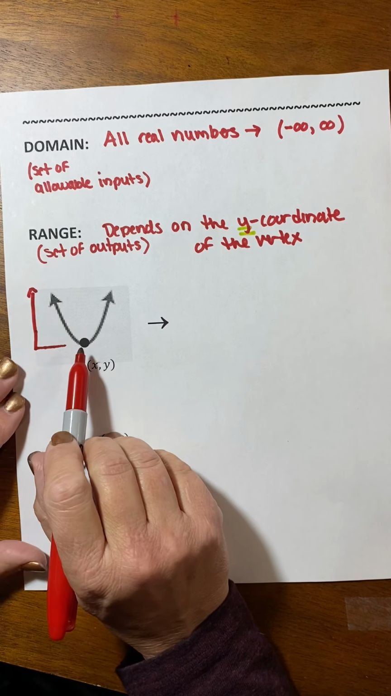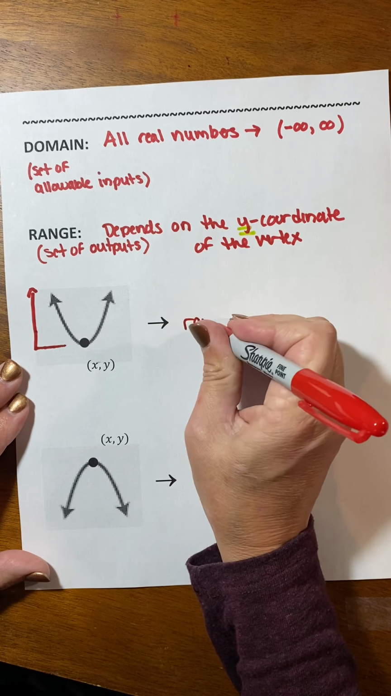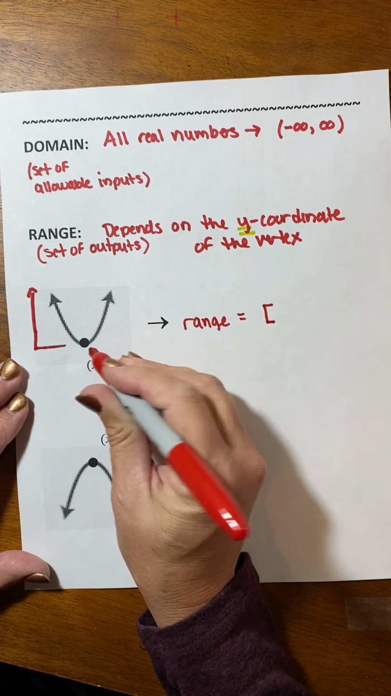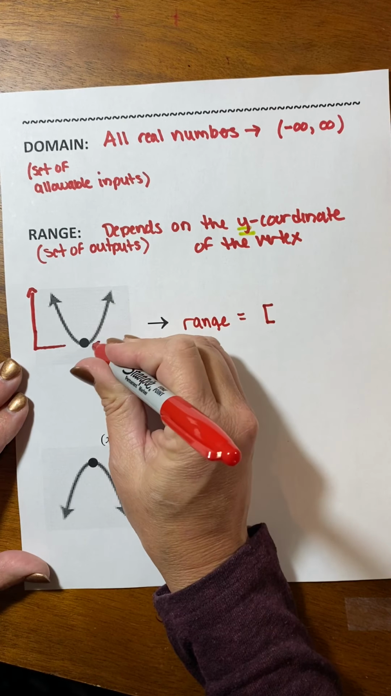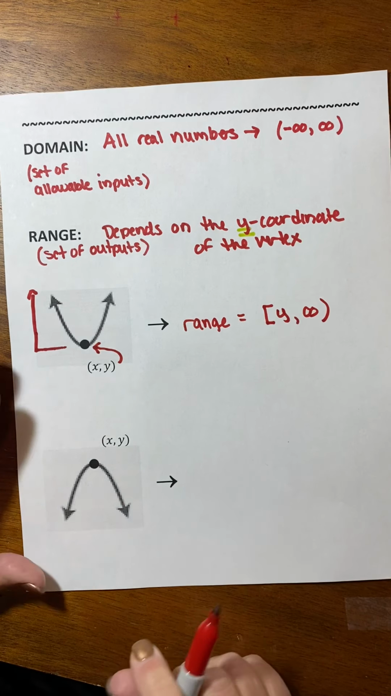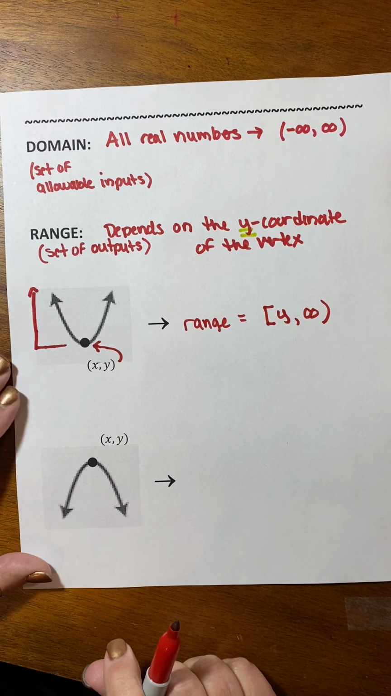So if we have a right side up parabola, the range is always going to be, we use a square bracket because it includes that y value. So this is the point x, y. And then it goes on forever, and we always put a parenthesis after infinity.